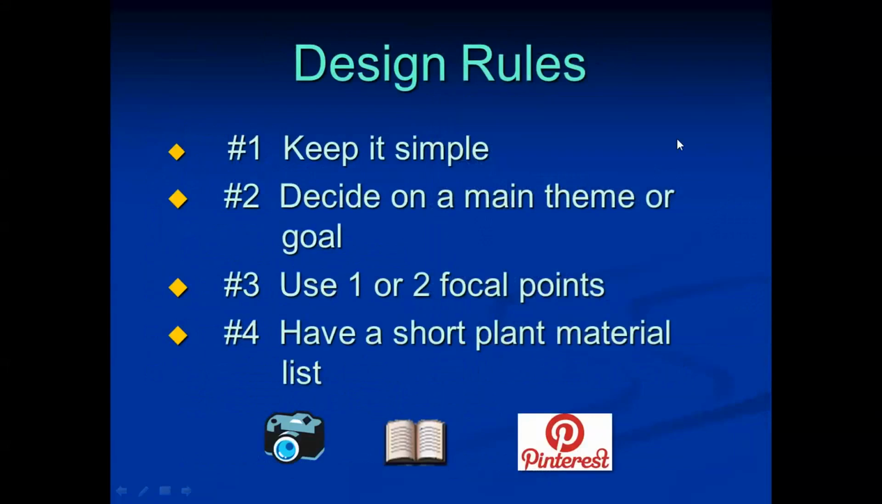There are some rules to follow as you create your landscape plan. Try and keep it simple. Decide on a main theme or a goal. Use 1 or 2 focal points. And try to have a short plant material list, which is the one I always struggle with because I love plants and I want them all. But trust me, just stick to maybe the top 20 plants that would be the best to incorporate in your landscape. You can take pictures of landscapes that you like, or in magazines or brochures, there might be landscapes that are attractive to you or something you want to try and recreate. You can even look on Pinterest to create your own page or look for other ideas. That's always helpful.